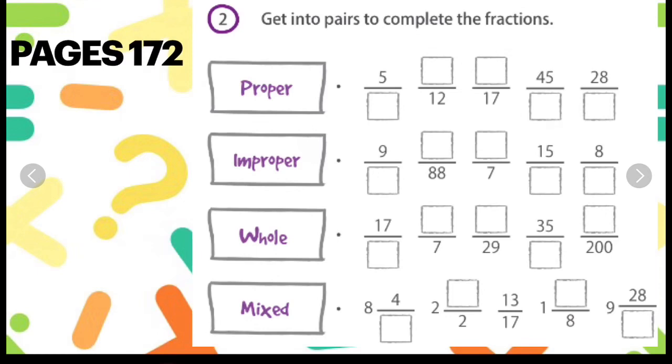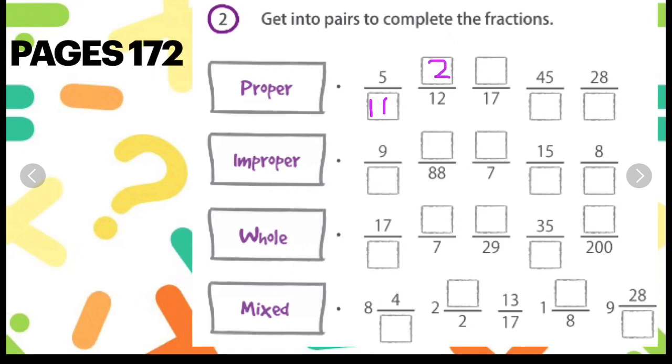Number 2 says, get into pairs to complete the fractions. You have to get into pairs to complete the fractions. In this case, they're just presenting you what a proper fraction, improper, whole, and mixed fraction is. In this case, the answers can be different. Why? Because, for proper, well, I convert this one to improper. How? A number that is bigger than 5, maybe 11. Okay, that's my improper fraction. Over here, I have a 12. Well, how can I change this to a proper fraction? Well, I can put a 2.